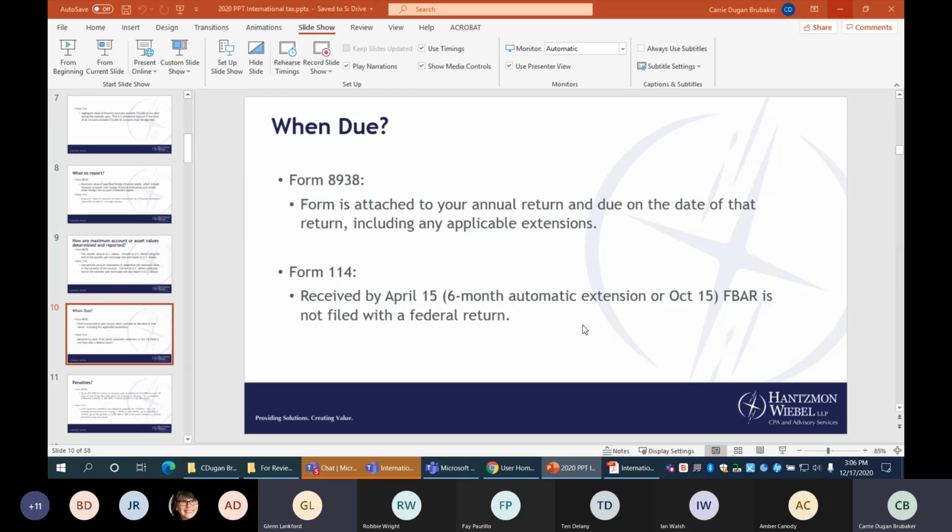Correct. And as with individual returns, we have the 8879 that gives authorization for us to file on behalf of the client. The Form 114A is that same type of authorization, right, Glenn? Right. Yes. So there is no option to paper file that.